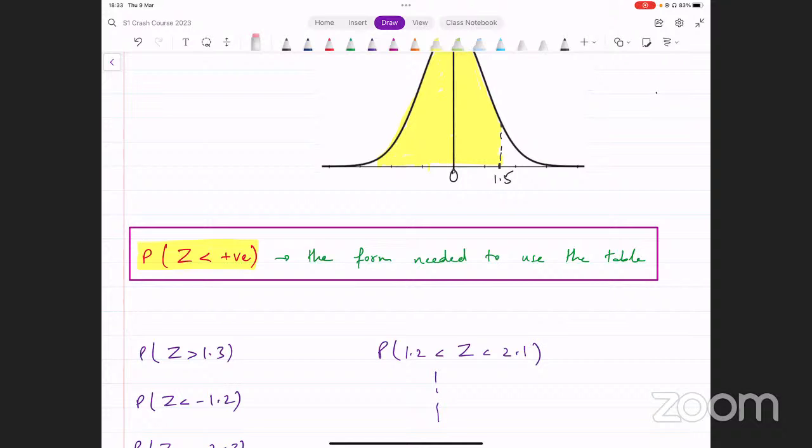However, what if you do not have the standard form? What do you do in that case?